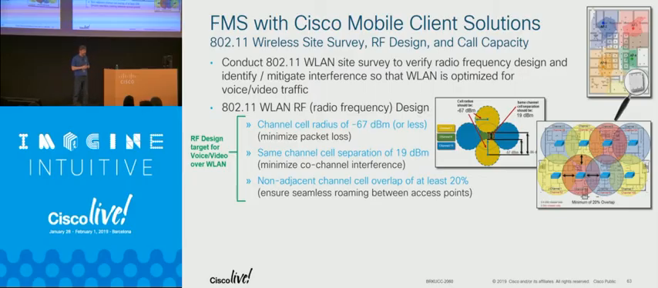And then lastly, we want to make sure that we have overlap of our non-adjacent channels by at least 20%, so that as we move from one location to another, we're able to associate to the new wireless AP before we lose connectivity to the old AP.